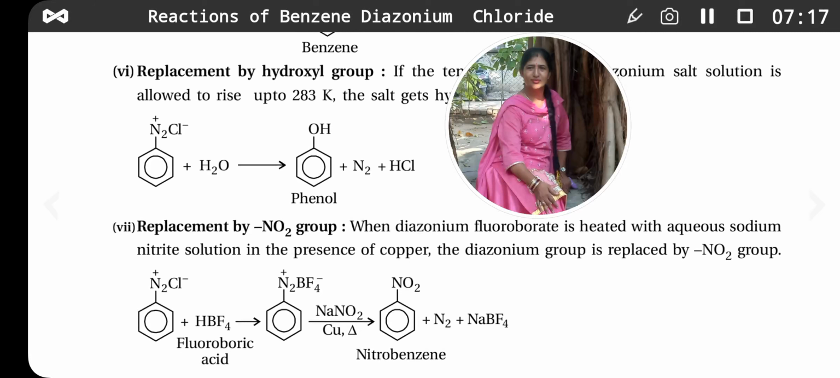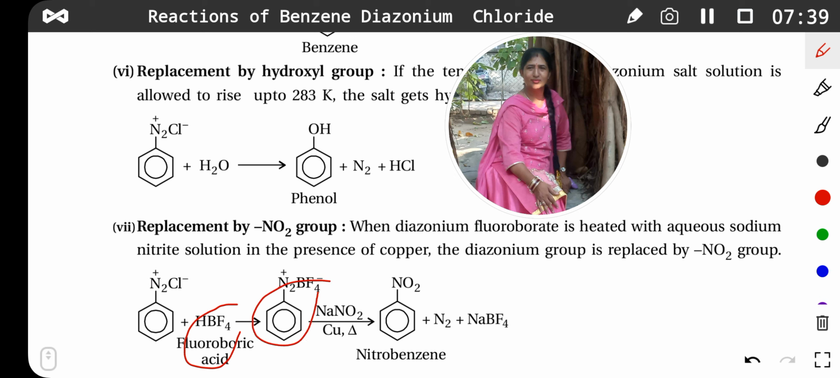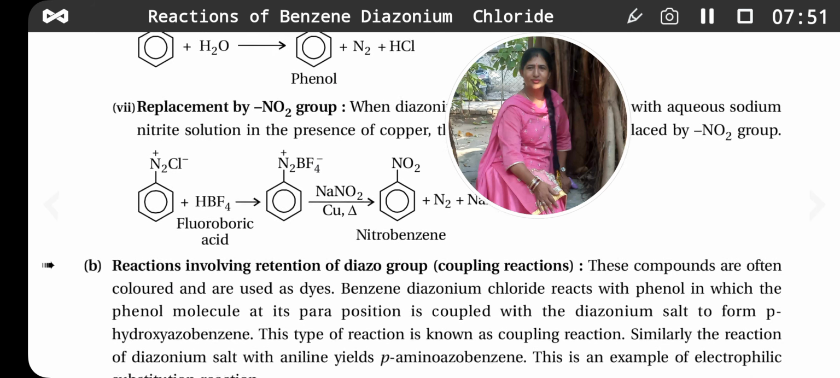आप यहाँ पे देख सकते हैं here, when diazonium fluoroborate is heated with aqueous sodium nitrite solution in the presence of copper, the diazonium group is replaced by NO2 and nitrobenzene would be formed. You can see here you are treating it with your fluoroboric acid. So here this intermediate is formed. Again you are treating with NaNO2 in the presence of copper, and here you are heating it, nitrobenzene would be formed. आपका nitrobenzene है वो form हो जाता है.